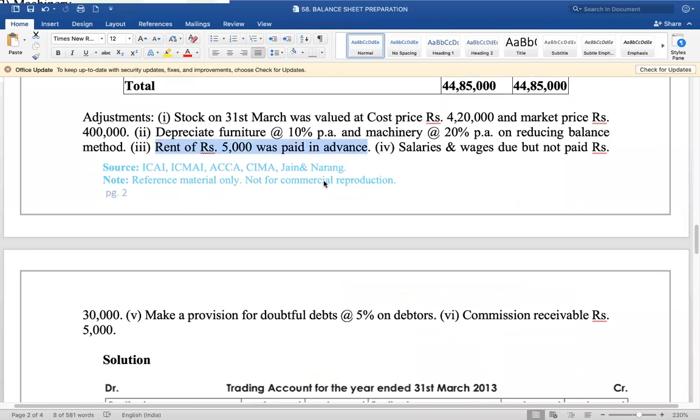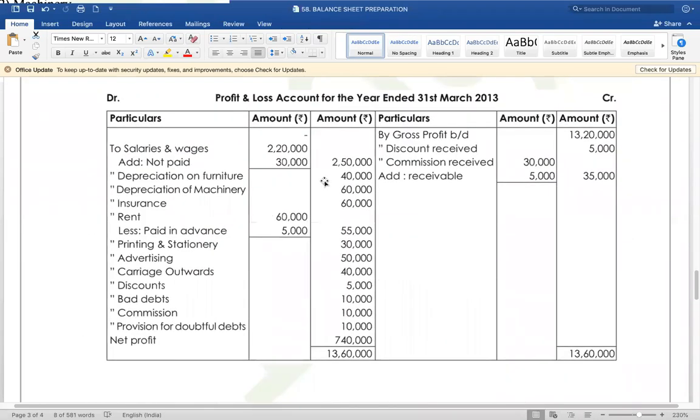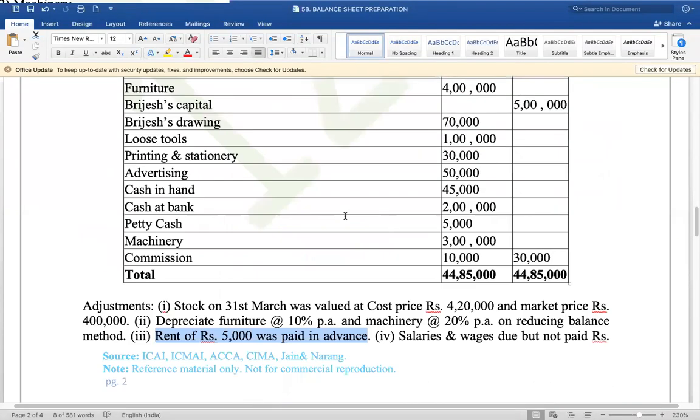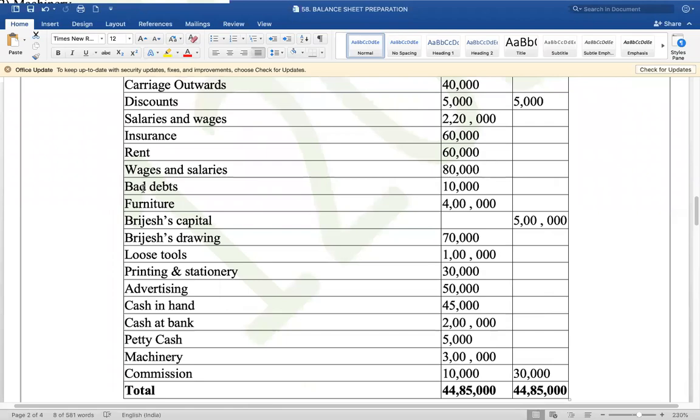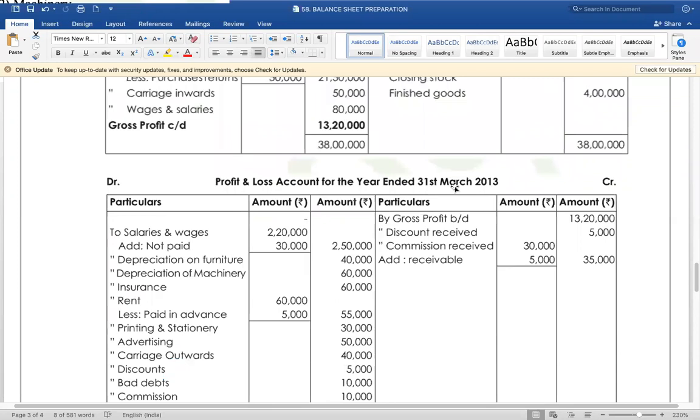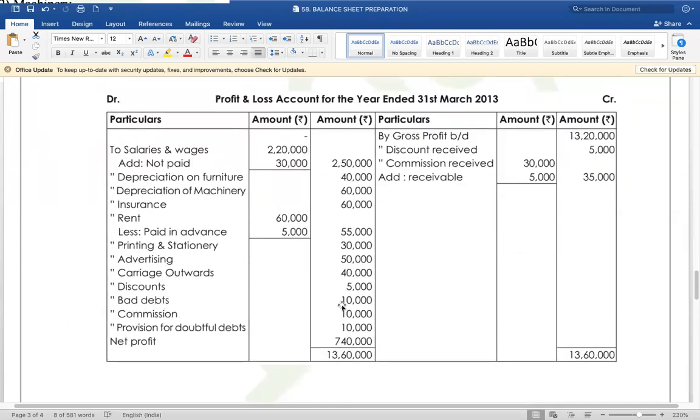What do you do? If it is outstanding, you would have added. Now this is paid in advance. Okay, it has to be deducted, right? Had it been outstanding, you would have added this 5,000. Remember, this is paid in advance. Remove it so that the actual amount of rent comes. That's 55,000. Next is bad debts 10,000. Where is bad debts? Look at this. Bad debts 10,000.